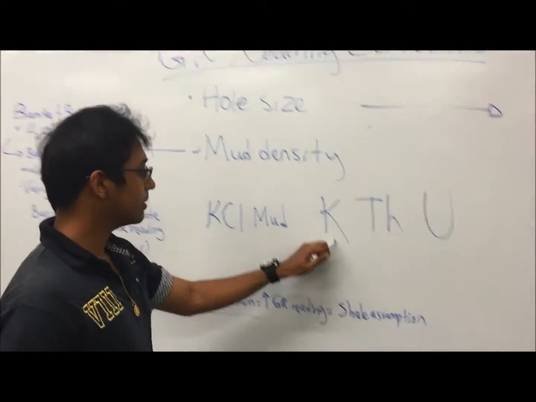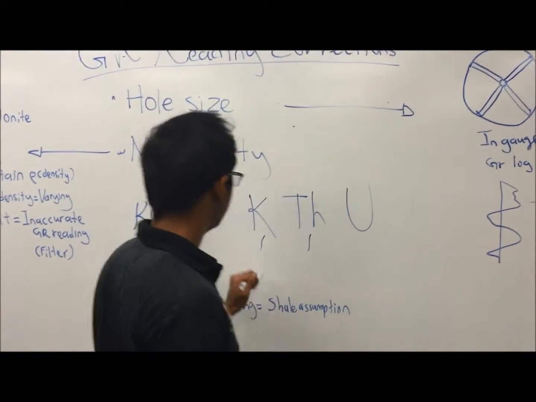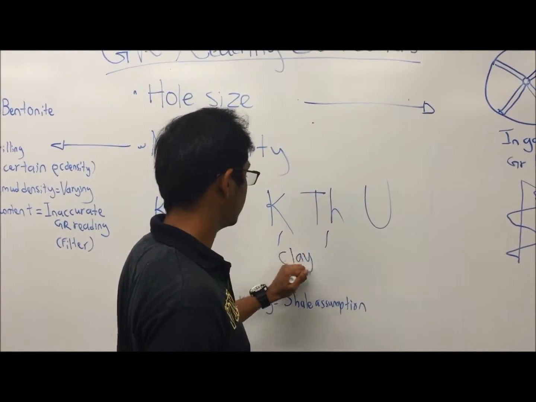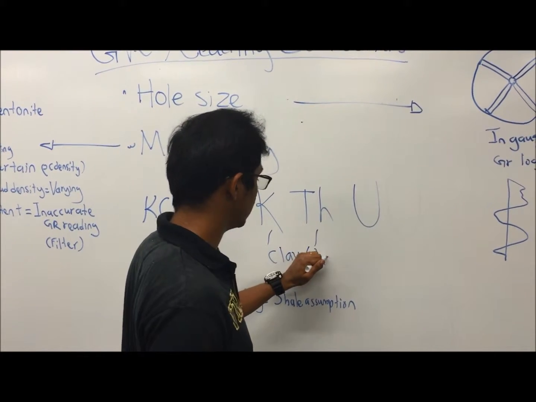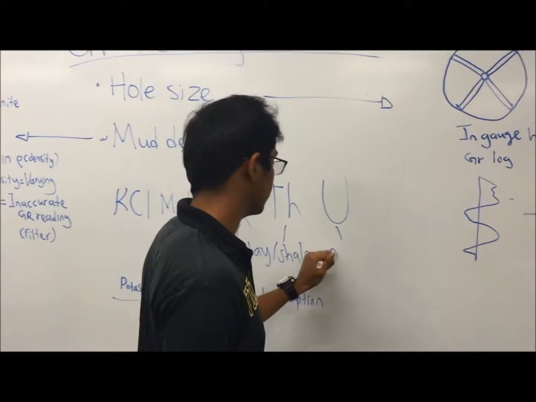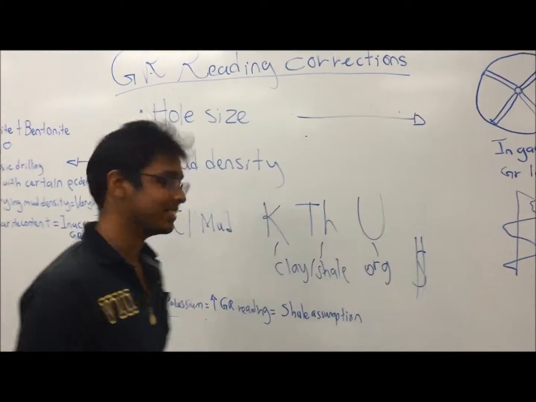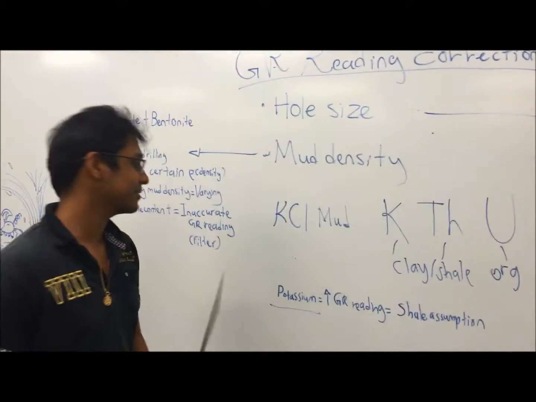So out of this, potassium and thorium will show us a clay shale content, but uranium is the one that's going to show us our organic rich material. This is what we want. I mean, this is the dollar sign.